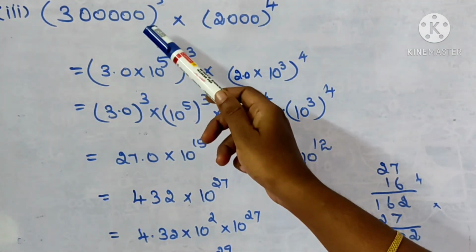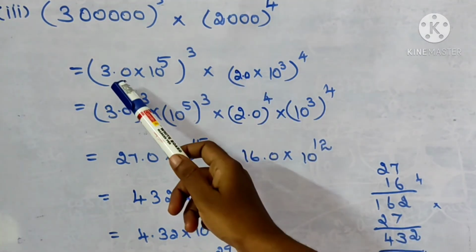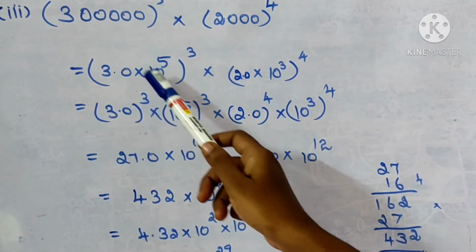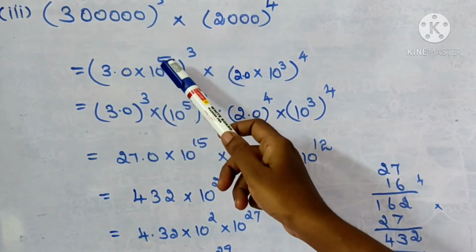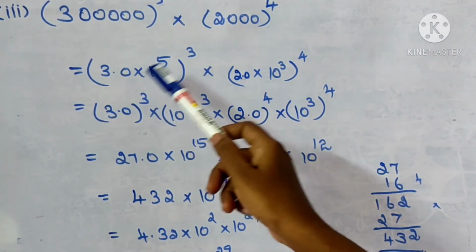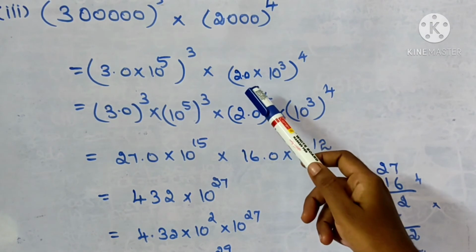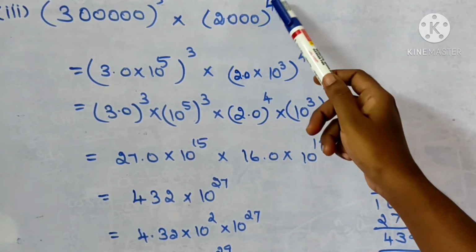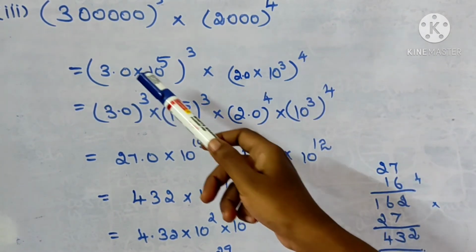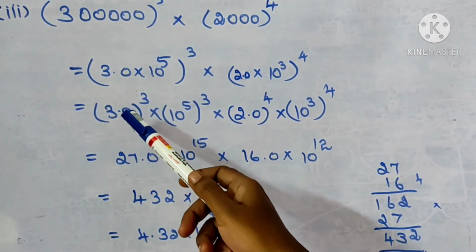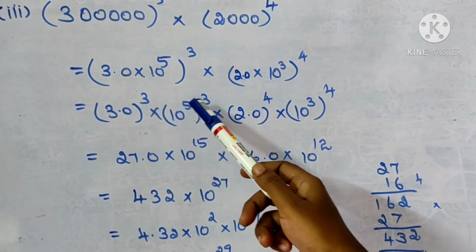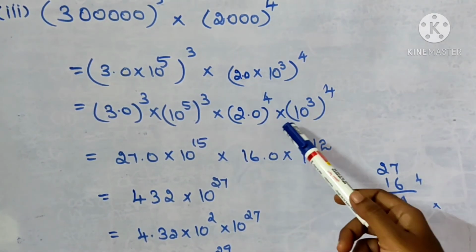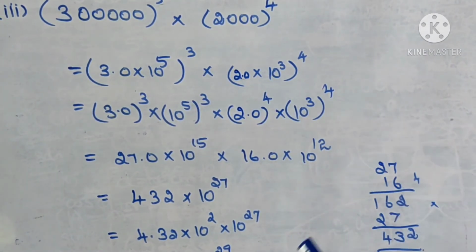So we can write the scientific notation of 3 lakh. 3 lakh is 3.0 into 10 power 5, zeros having. So we can write 3.0 into 10 power 5 the whole cube into 2000, scientific notation is 2.0 into 10 power 3 the whole power 4. Again we split the number using this power. 3.0 the whole cube into 10 power 5 the whole cube into 2.0 the whole power 4 into 10 power 3 the whole power 4.